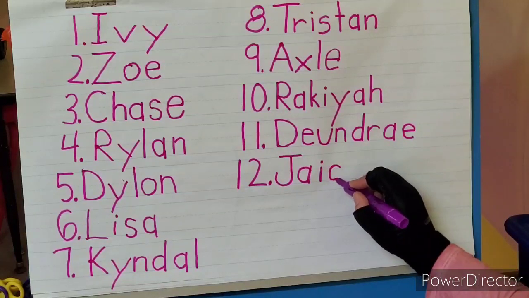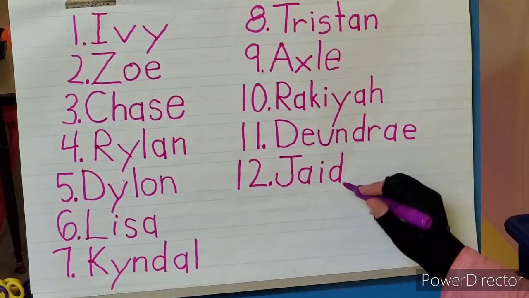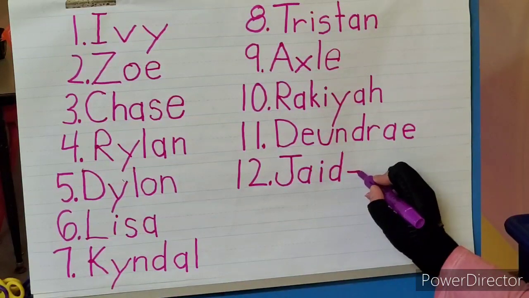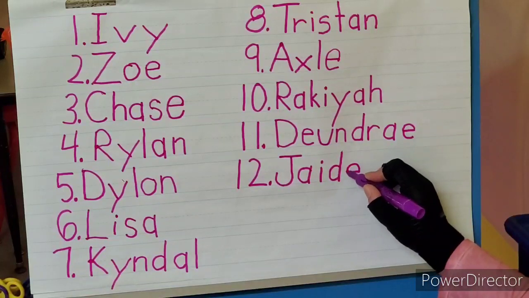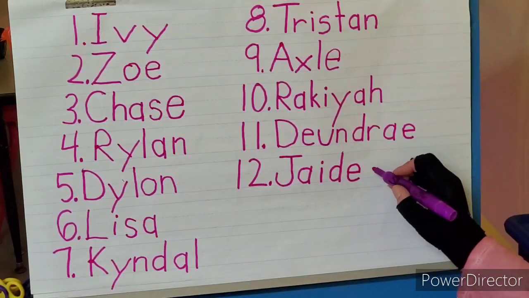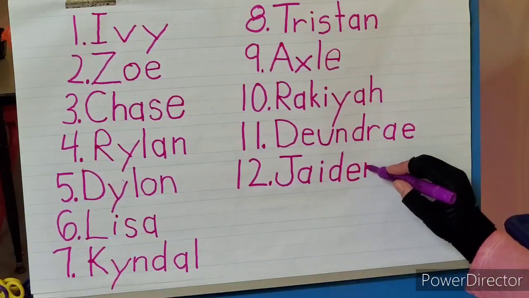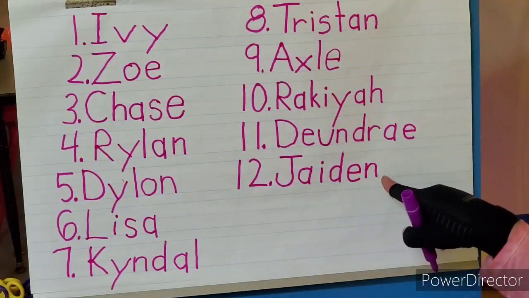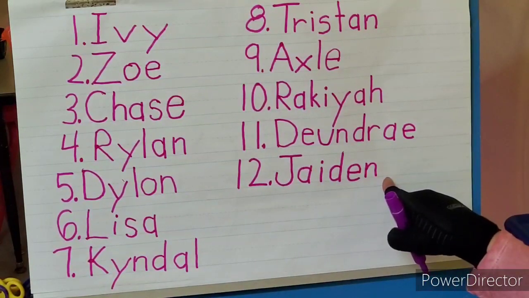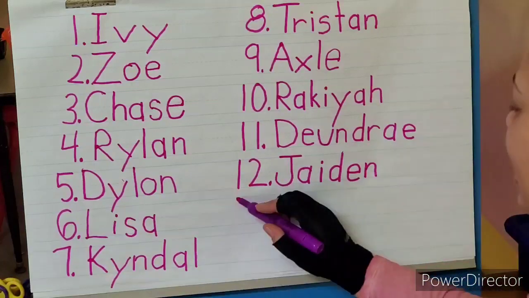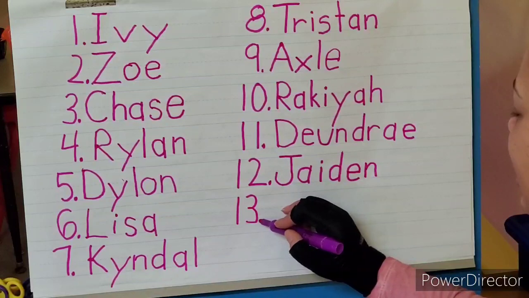We're going to make another C, but this time we're going to make a long vertical line to make a lowercase d. We need an E, so we're going to start with that horizontal line, curve it around, and we have a lowercase e. Line down, curve around, and down for the letter N. Whose name is this, friends? Jaden. Awesome. We're going to move on to friend number 13.